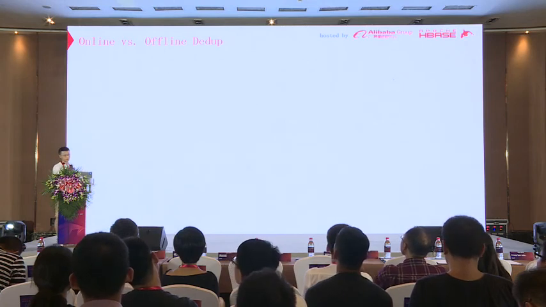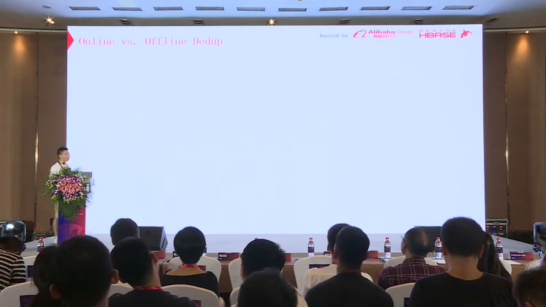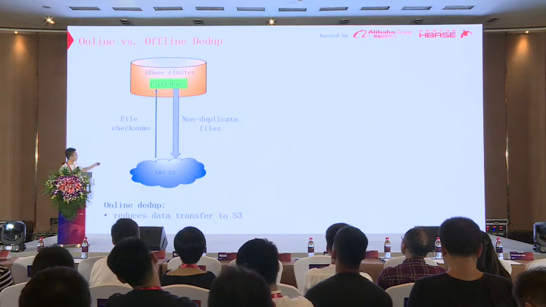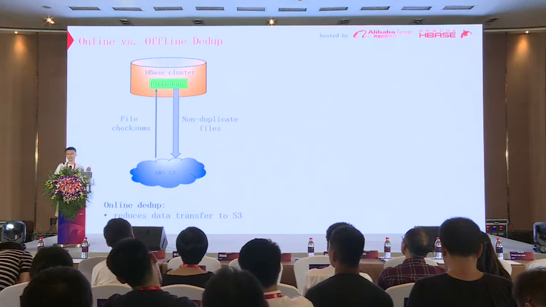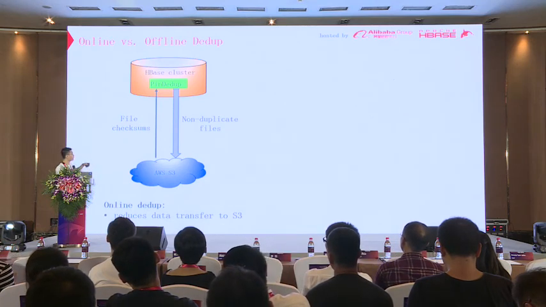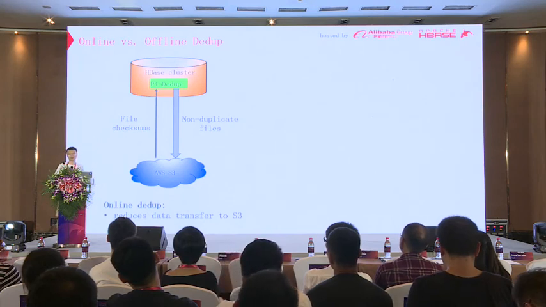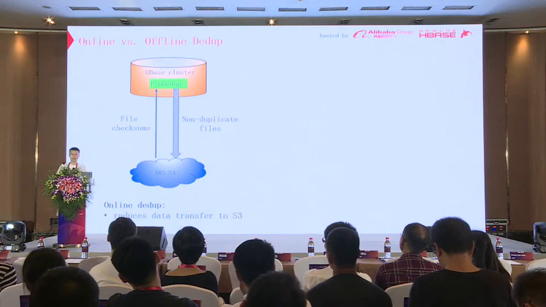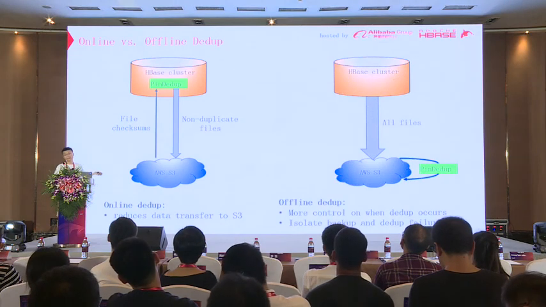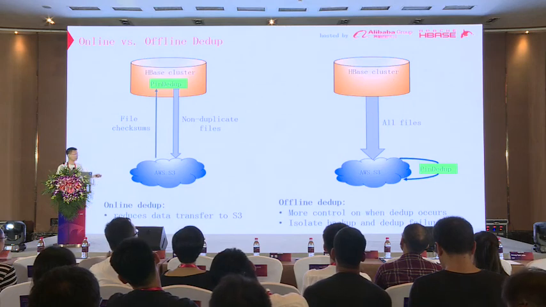So the next step is online versus offline deduplication. So what do they mean? Online dedupe, the graph on the left shows the process of online dedupe. Basically, it fetches file checksums from S3, the checksums of the previous date. And before it transfers data into S3, it will do a comparison to see if this file exists before or not. And it will only transfer those files that it's never seen before. It feels like this is the right approach to go because it could potentially reduce the amount of data to be transferred. But we ended up choosing an offline approach, which is shown on the right side.